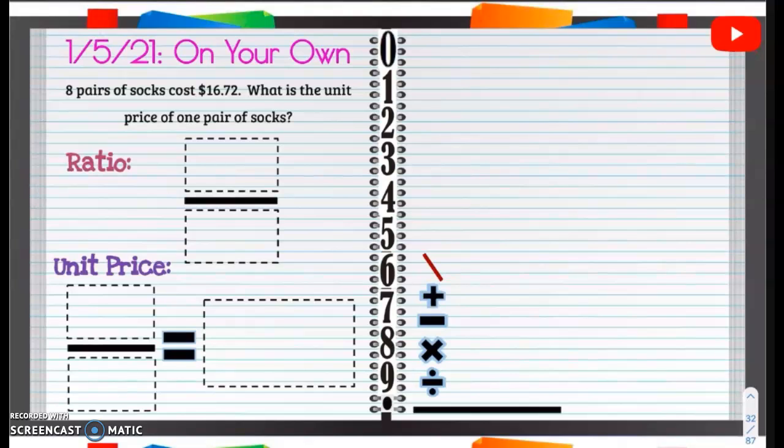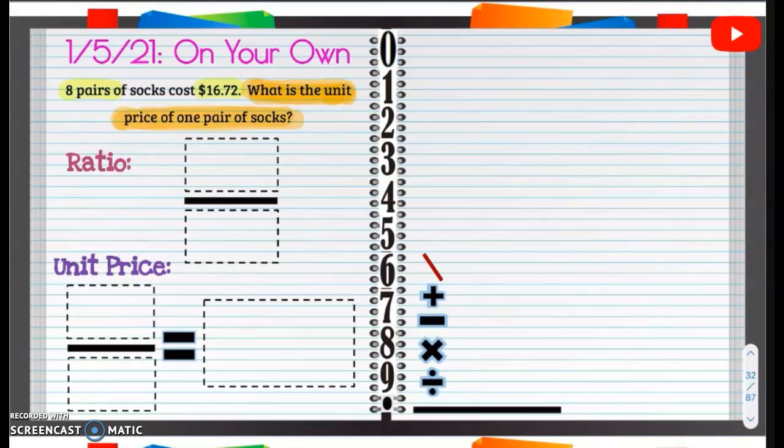January 5th, 2021, on your own. All right, so we have 8 pairs of socks that cost $16.72. What do we do with that money? Money on top. We're trying to figure out what's the unit price for 1 pair of socks. So what is the unit price for 1 pair of socks?